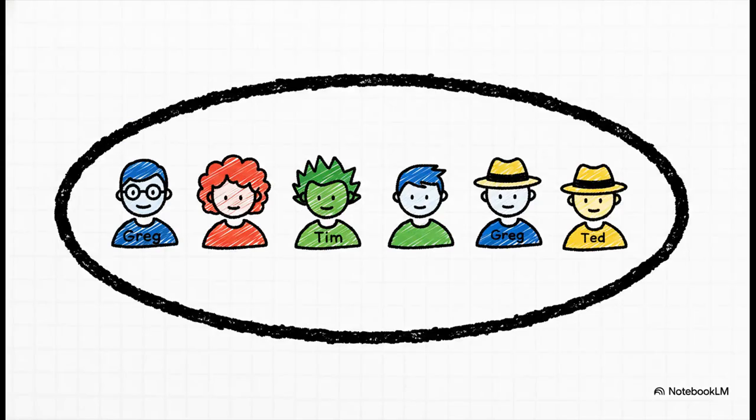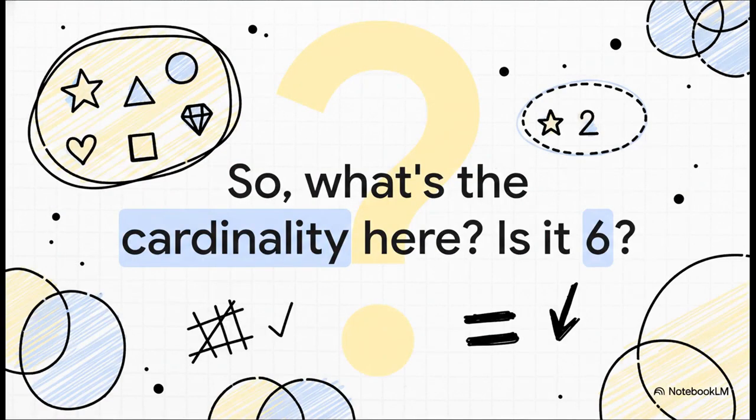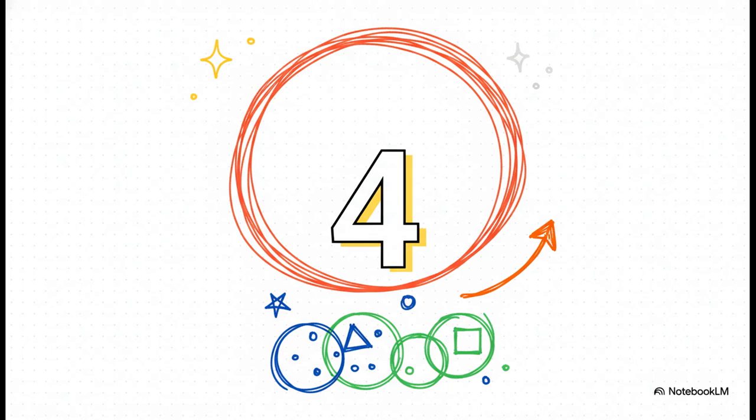Now, take a look at this group. We've got Greg, Martha, Tim, Ted, and then, Greg and Ted show up again. At first glance, you might think there are 6 things in here. So what do you think? What's the cardinality here? We see 6 names, so it's got to be 6, right? Nope. The actual answer is 4.